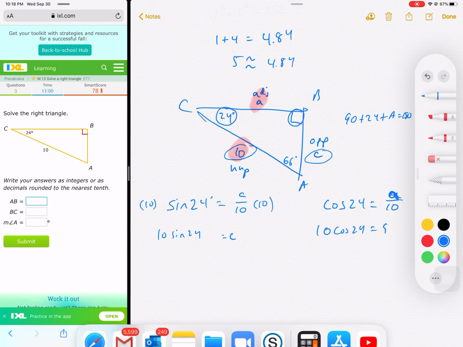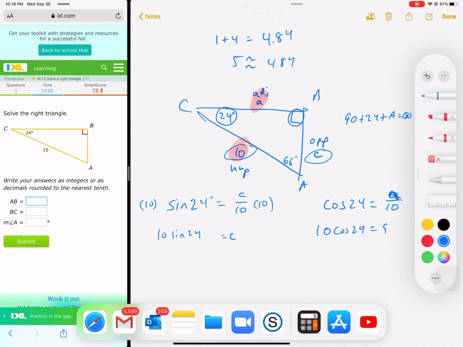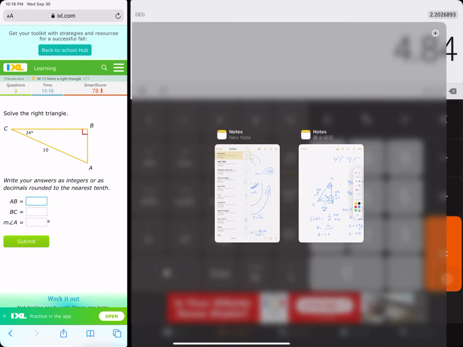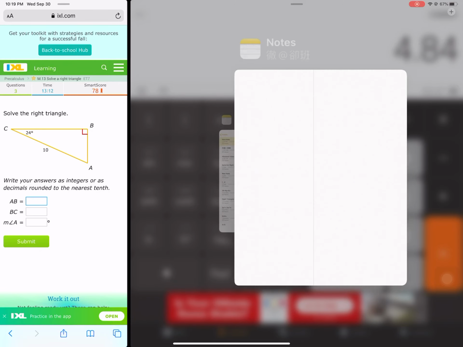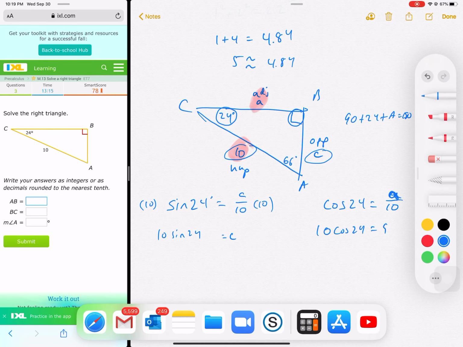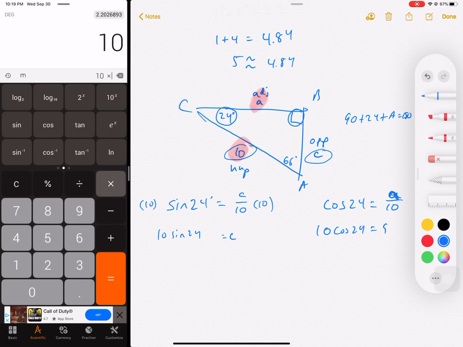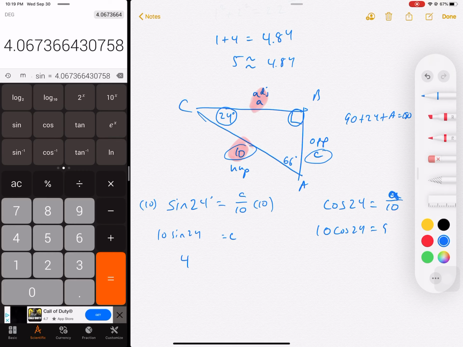Let's go take out the calculator. Oh, come on. Whoops. It wasn't going. Here we go. And we're just going to plug in those numbers. 10 times 24 sine equals 4. We should say 4.1 because we're rounding up. 4.06 rounding up gives us a 4.1.